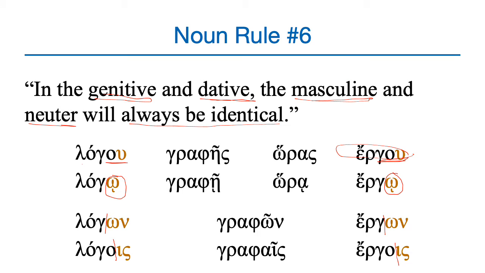Noun rule number 6. In the genitive, this is kind of complicated, but you can understand. In the genitive and in the dative cases, the masculine and the neuter will always be identical. They will always be the same. What does that mean? You see, this is masculine, logo. In the genitive, you have it ending with upsilon. This is neuter, ego. In the genitive, you have it ending with upsilon. So, logo and ego. This is masculine, this is neuter, and you will only know whether it is masculine or neuter by the article following it, whether it is an omicron or a to.